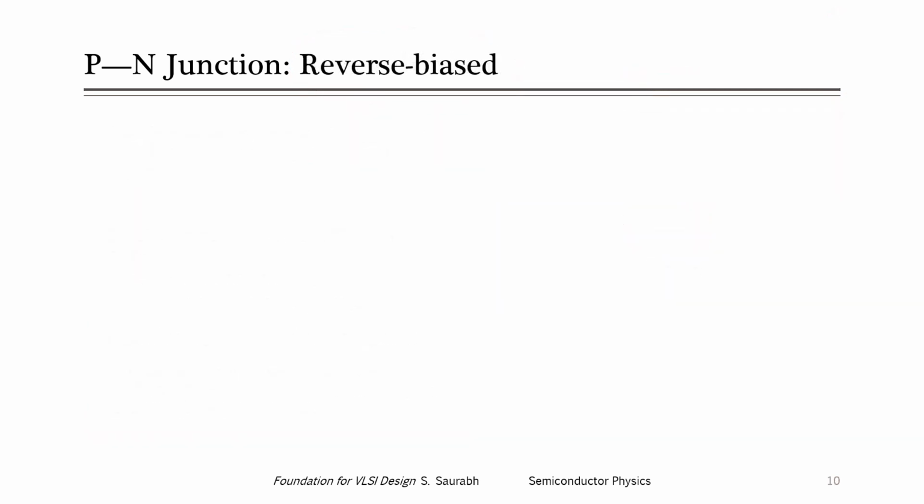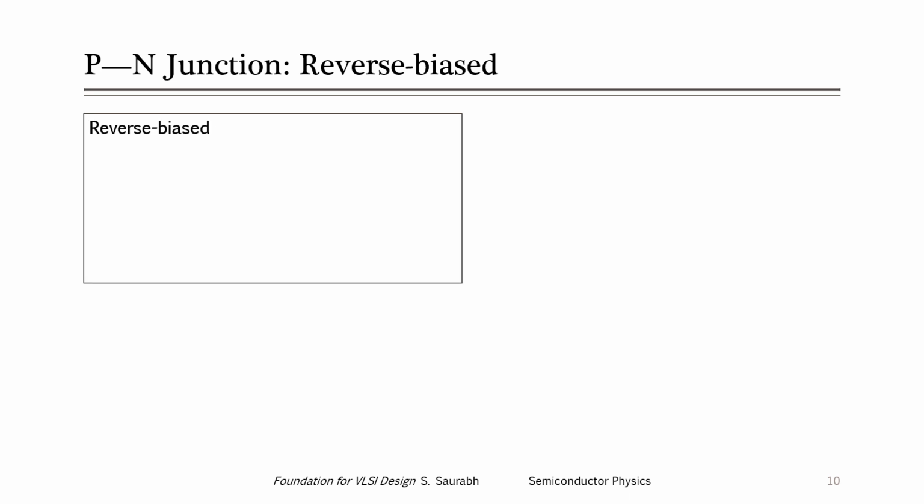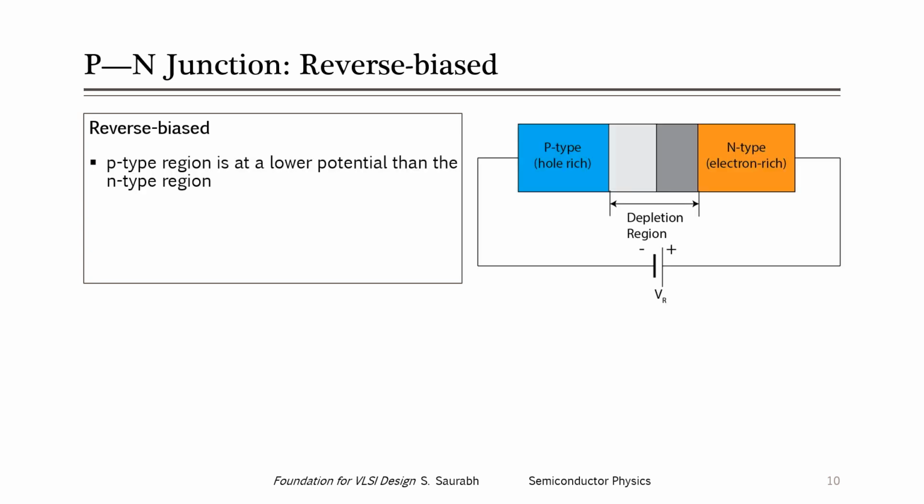Now, this potential barrier can change when we apply voltage or bias to the PN junction, right? For example, suppose we apply a positive bias to the N type and negative bias or ground to the P type. When we apply this type of bias, the P type region is at lower potential than the N type region. Then this is known as the reverse biased condition, right?